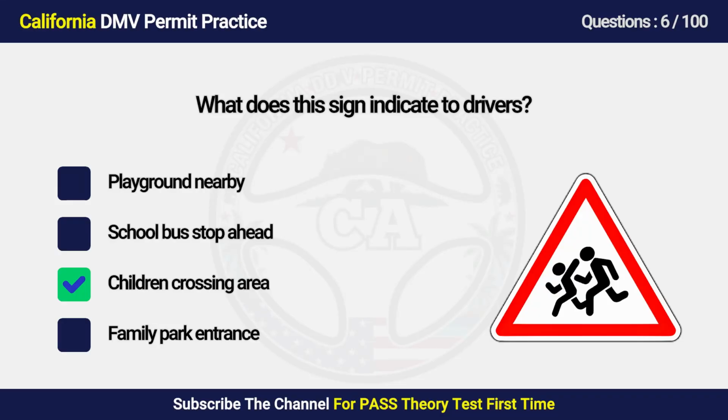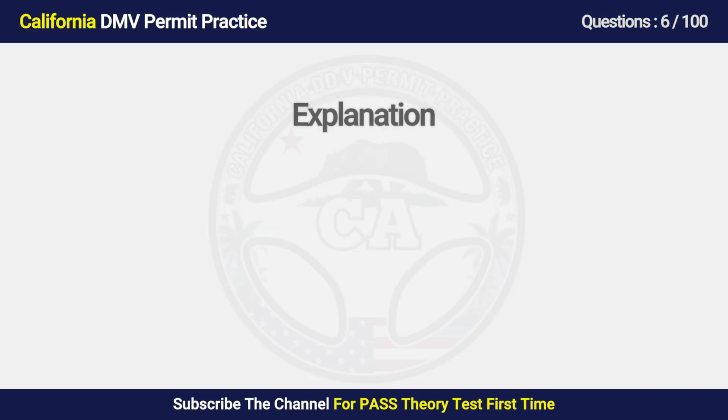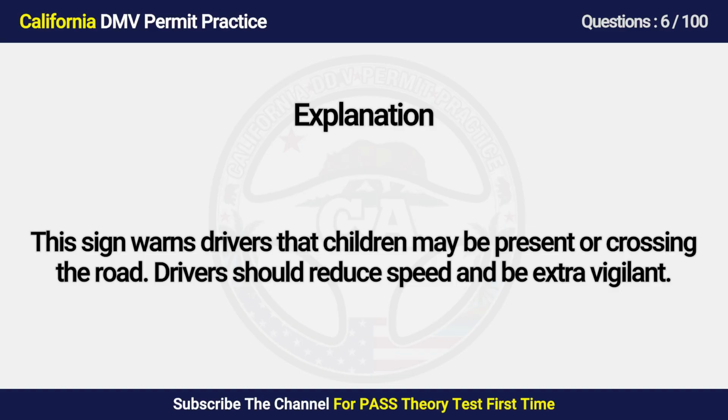Answer is C. Children crossing area. This sign warns drivers that children may be present or crossing the road. Drivers should reduce speed and be extra vigilant.